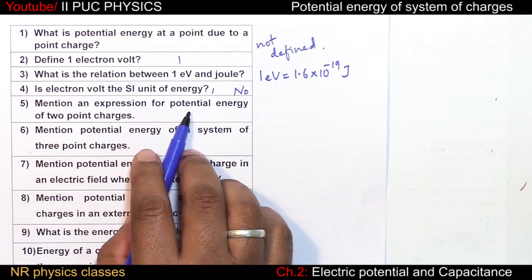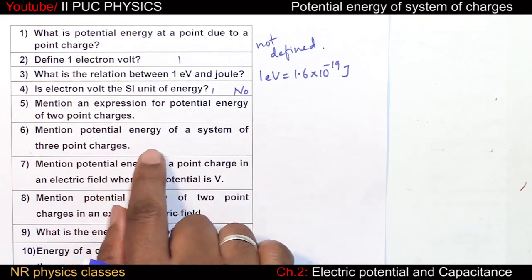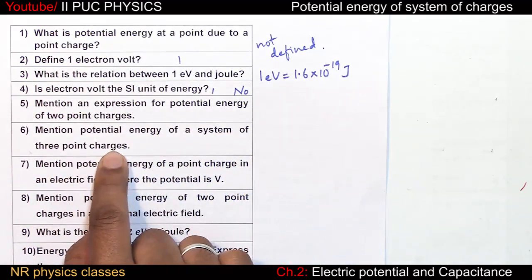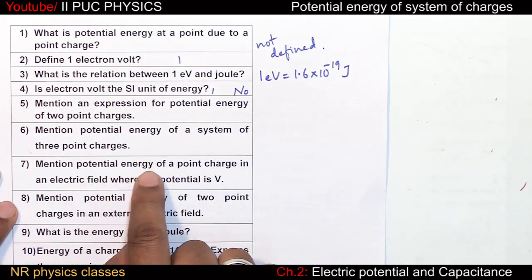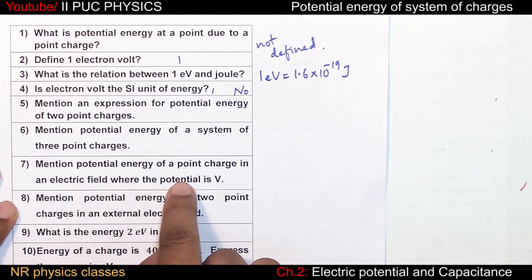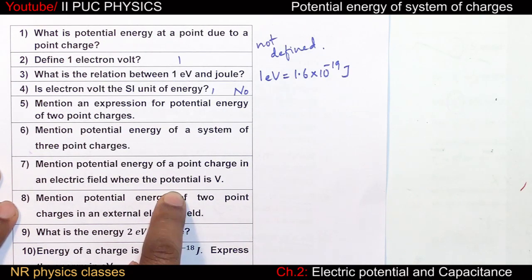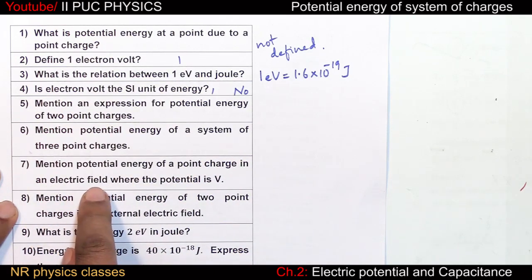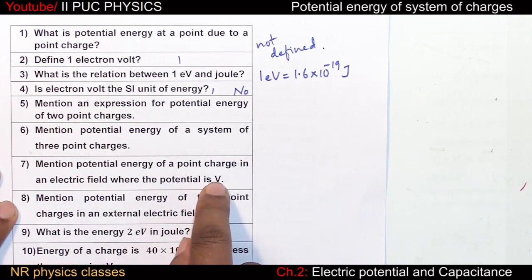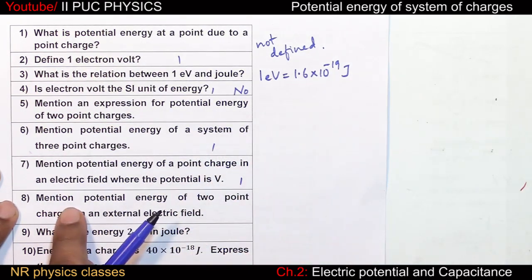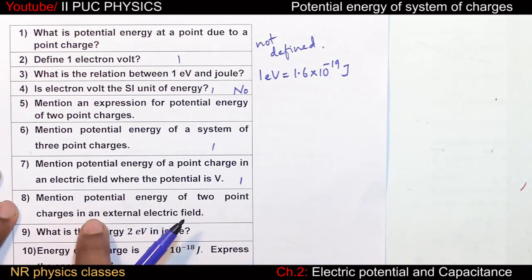Mention an expression for potential energy of 2 point charges. Next, potential energy of 3 point charges. Mention potential energy of a point charge in an external electric field, where the potential is V. 1 mark. Potential energy of 2 point charges in an external electric field, 1 mark. What is the energy 2 eV in joule?